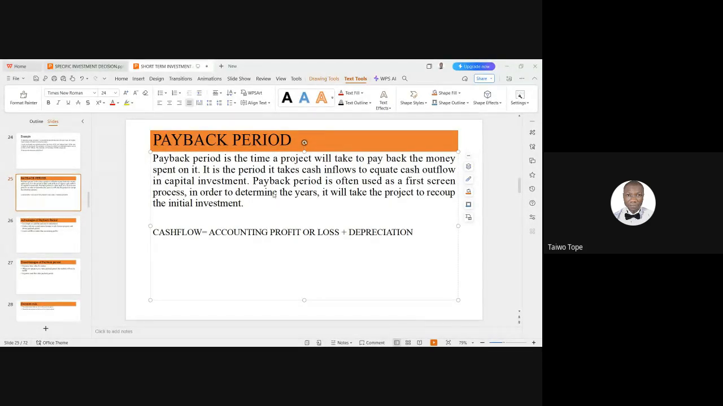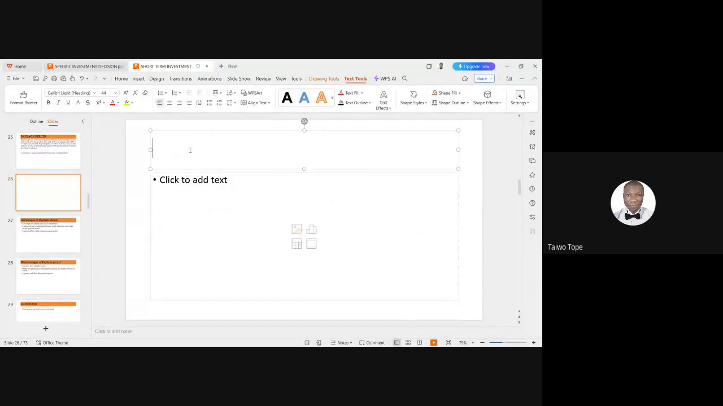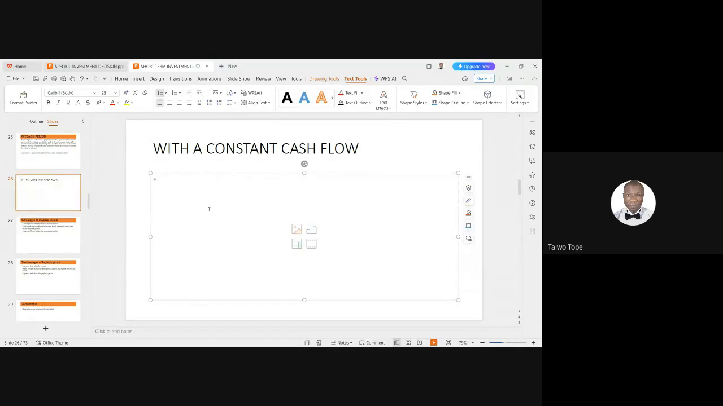How will you calculate your payback period? You can calculate your payback period in this manner. Let's write it out. With a constant cash flow, how do you calculate your payback period?